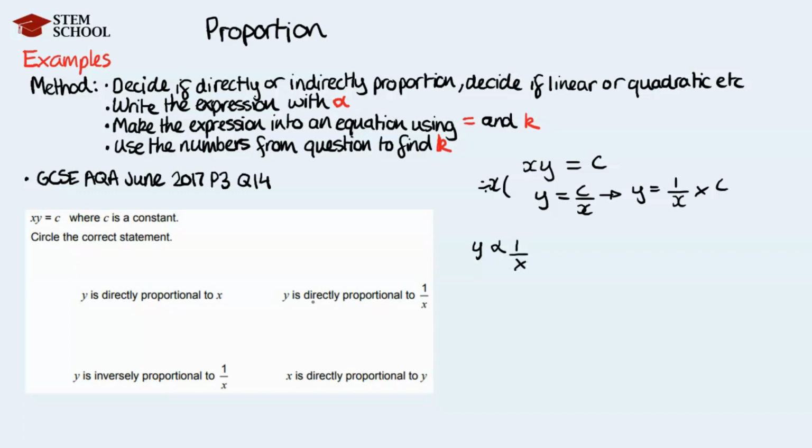But when you look at the multiple choice, none of these fits, okay? But another way to say this is y is directly proportional to 1 over x, which is this option. So it's trying to trick you out a little bit.